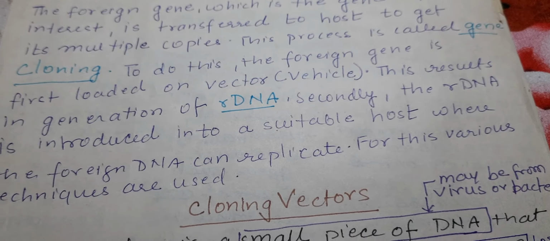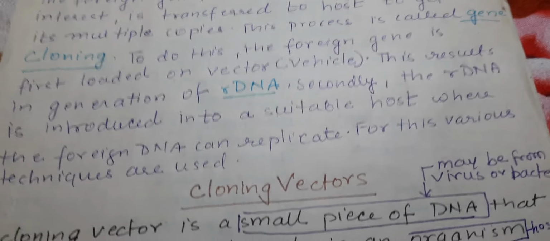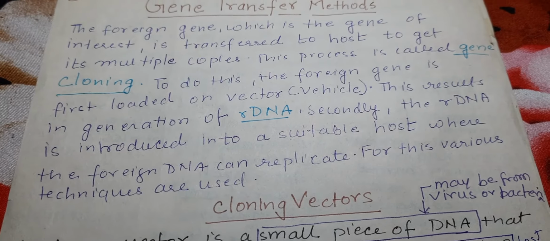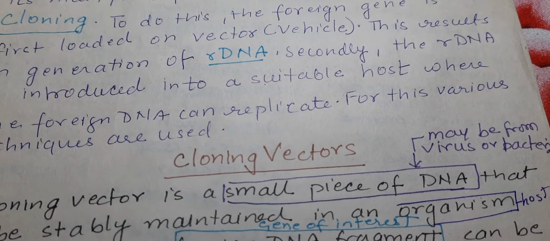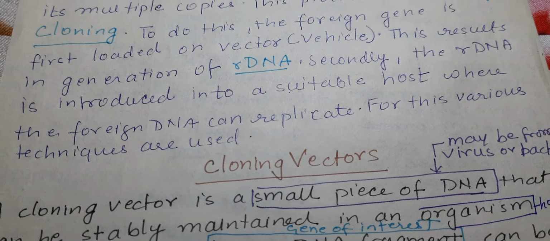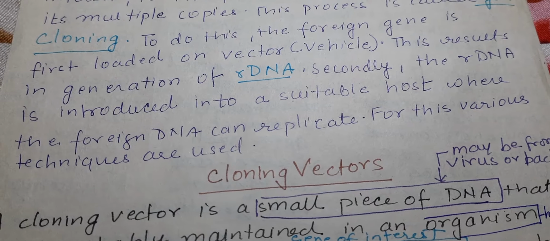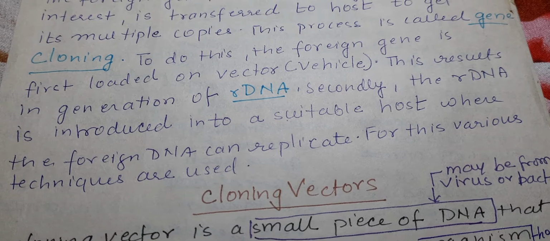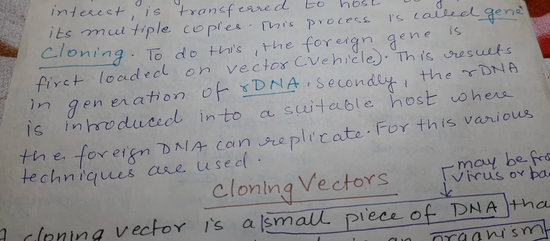Then the second step is that this rDNA is introduced into a suitable host, where the foreign DNA along with the vector DNA replicates. That means it forms multiple copies. For this, various techniques are used. So how to introduce this DNA? First, the DNA is loaded by using the vector, okay, and then this DNA is introduced in the host. So there are certain techniques by which we introduce this DNA in the host.